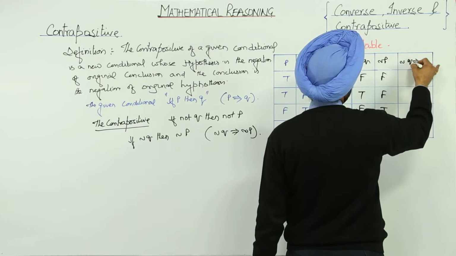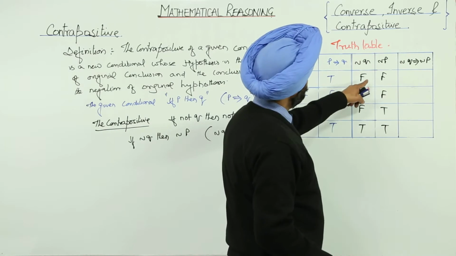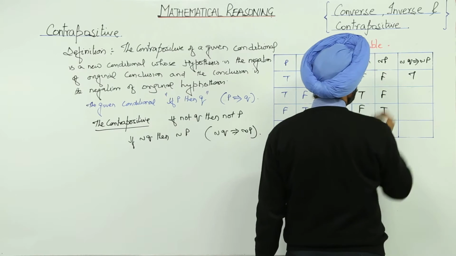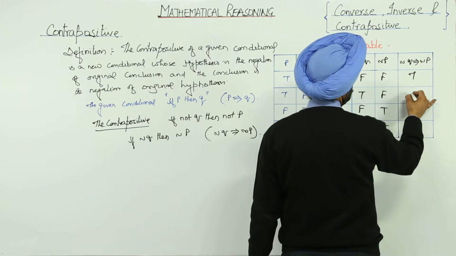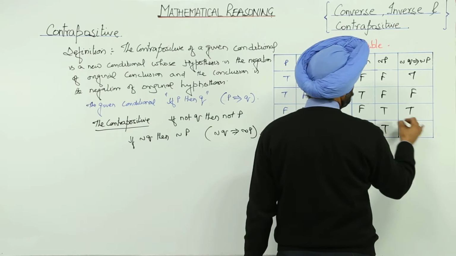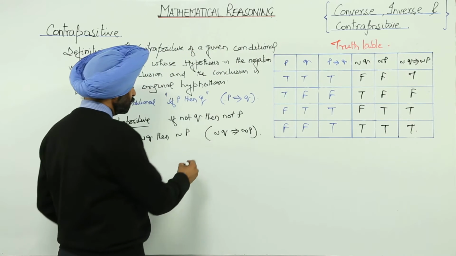Negation of Q implies negation of P. Now we have to check it in between these two, F and F. False and false becomes true, true and false becomes false, false and true becomes true, true and true becomes true. Okay. Now we can go for an example.